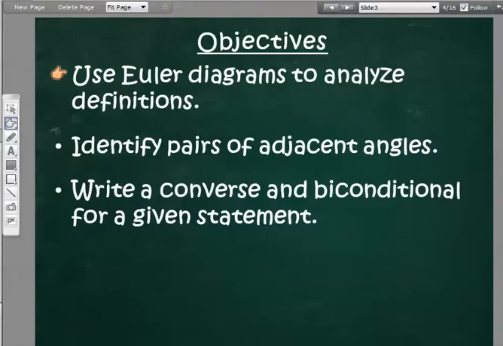The objectives here are that we're going to use Euler diagrams to analyze definitions. We're going to identify pairs of adjacent angles, and we're going to write a converse and a biconditional for a given statement.